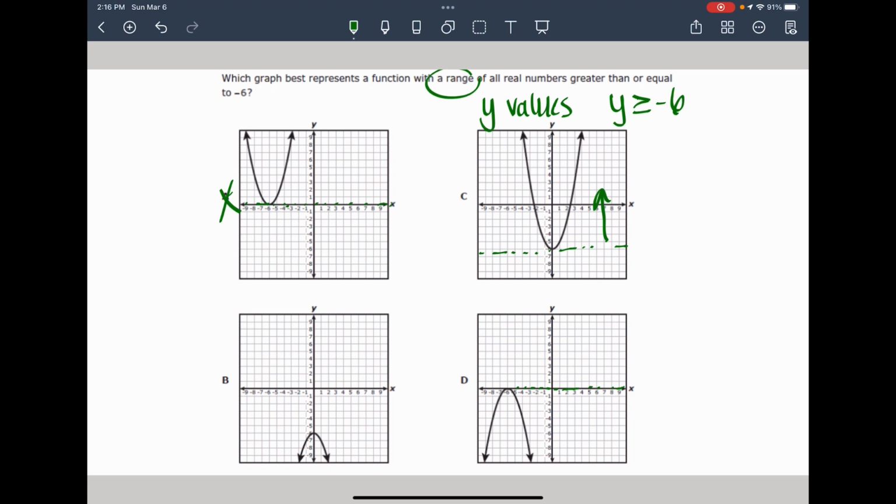If we look at B, it does start off at negative 6, but then it goes below negative 6. So it's going to be y less than or equal to negative 6. So that's not the correct choice. And then D starts off at 0 and goes below 0. So this is going to be y less than or equal to 0. So that's what makes C the correct answer.